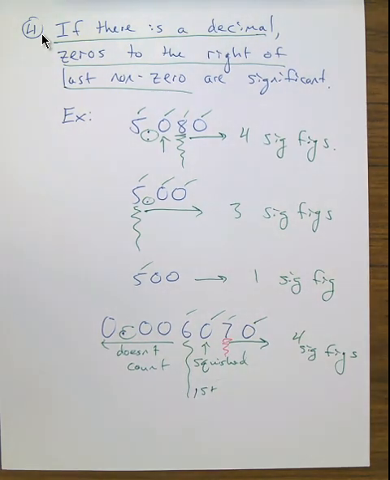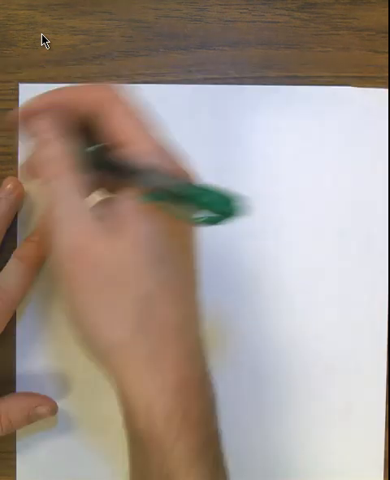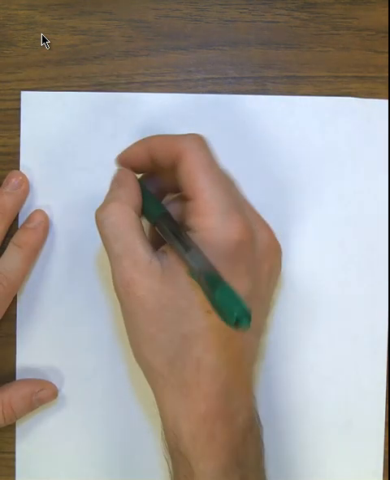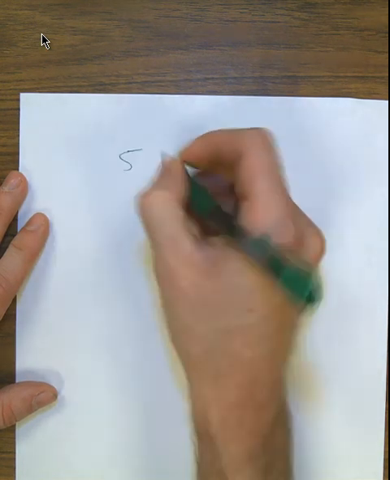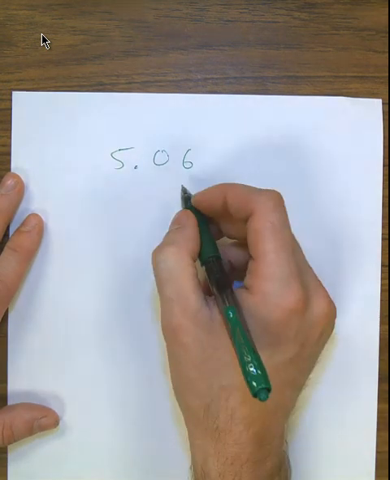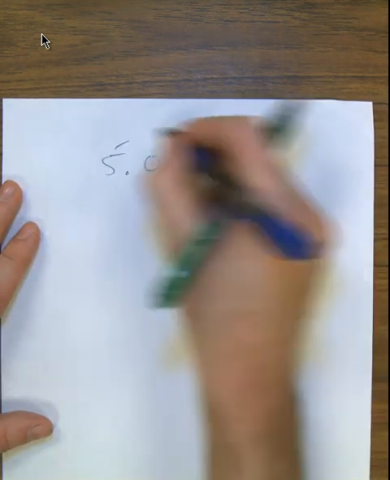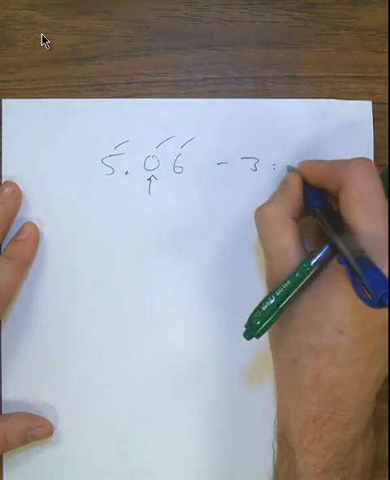Now I'm going to do one last example with you. We're going to do a couple together. You might want to pause the video and play around with it yourself. Let's start with 5.06. All right, this number has 2 non-zeros and a squished one. The squished one counts. 3 sig figs.